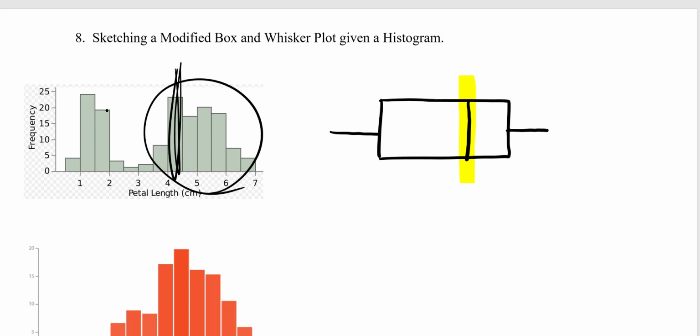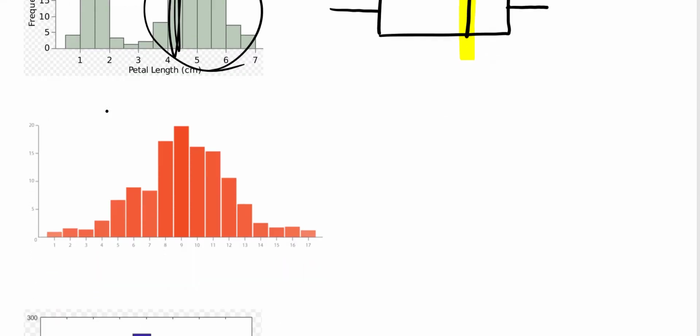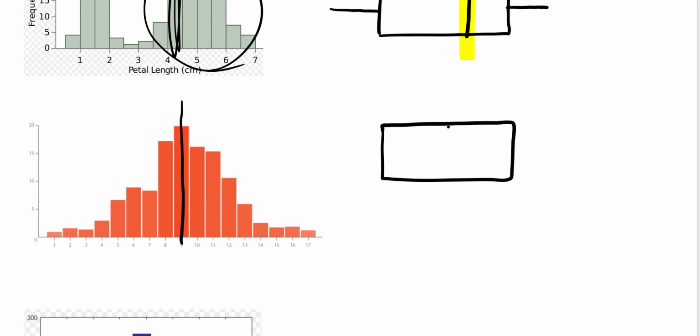We actually say this is a normal curve, a bell curve, and if I would sketch this, what do you think? I would say it's right smack dab in the middle, and it is. So draw it right in the middle. And what about the whiskers?